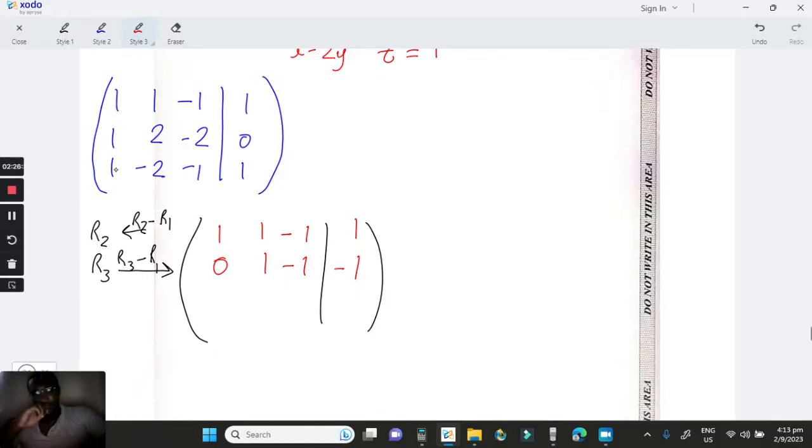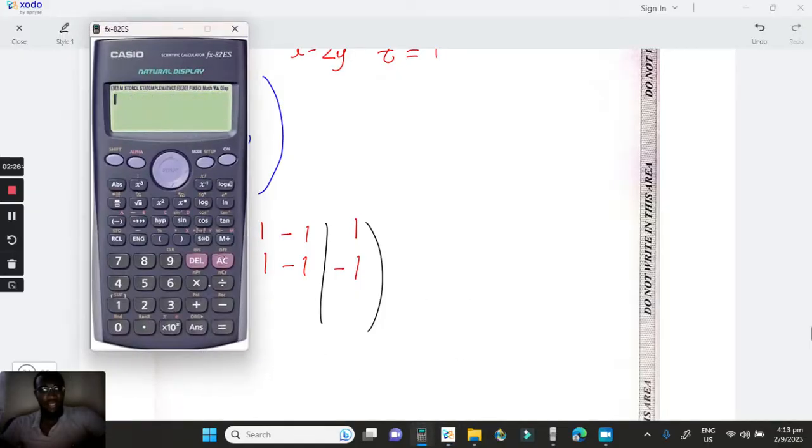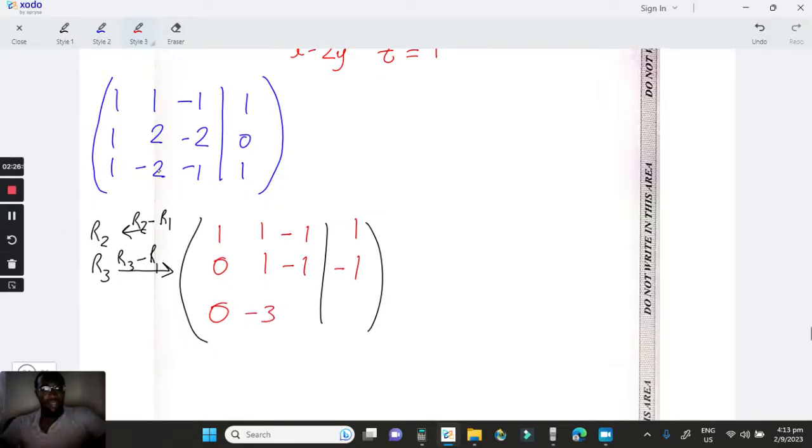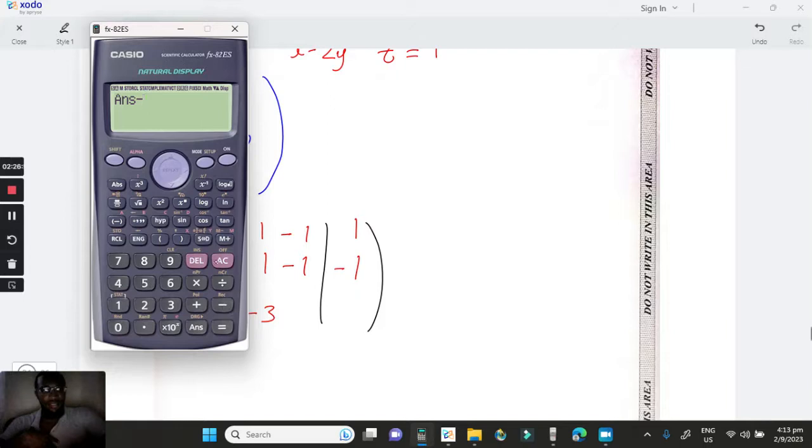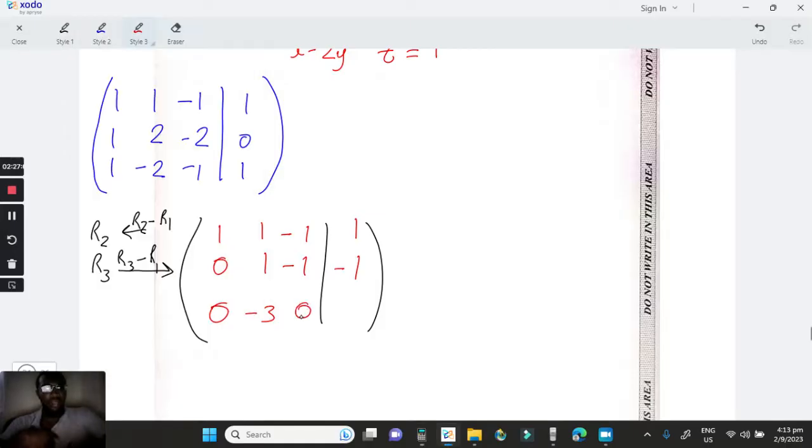Then row 3 minus row 1. 1 minus 1 is 0. Negative 2 minus 1, just to be on the safe side, negative 2 minus 1, which is negative 3. And then now, negative 1 minus negative 1, which is 0 here. And then now, we have 1 minus 1 is also 0.